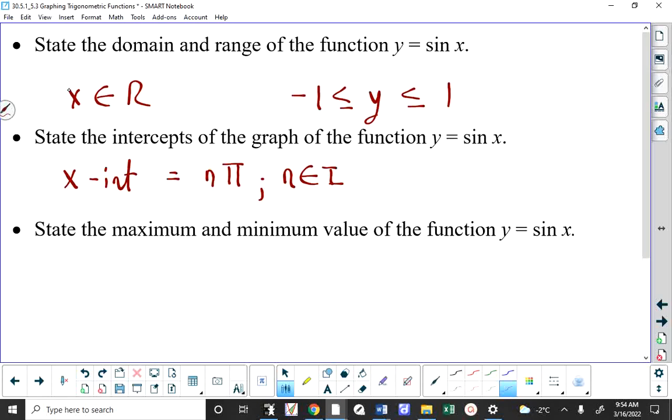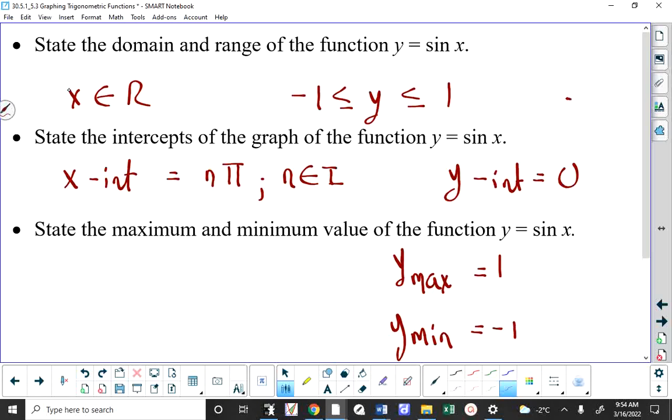Basically, any place on the unit circle where you land in this position, which is traditionally called 0, or this position, which is traditionally called pi, you're going to have an x-intercept because the sine will be 0. The y-intercept is equal to 0. What are the maximum and minimum values of sine? Y max is 1. Y min is negative 1. And that's really tied, everybody, to the range.